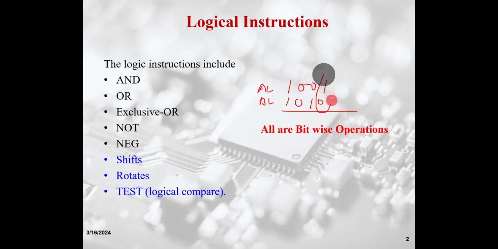So 1 and 0, if you do an AND, will obviously be a 0. 0 and 1 will be 0, and 1 and 1 gives 1. The least significant bits of both these numbers are ANDed first. For that matter, any logical operation works on the corresponding bits, so the operation is bitwise. That's why we say all of this entire set of logical instructions are bitwise operations.